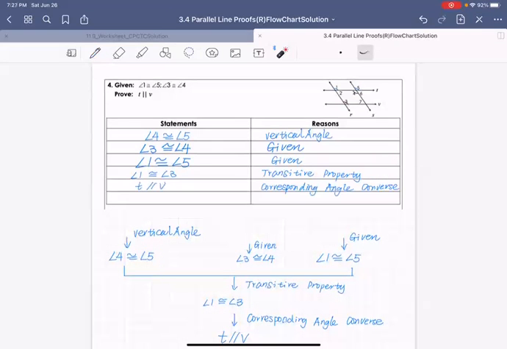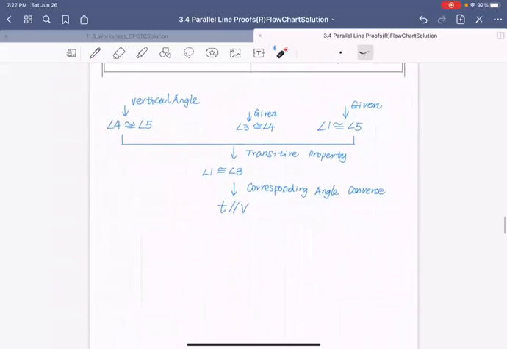I think I like the flowchart better. Yeah, interesting. Students in this class all like flowchart.